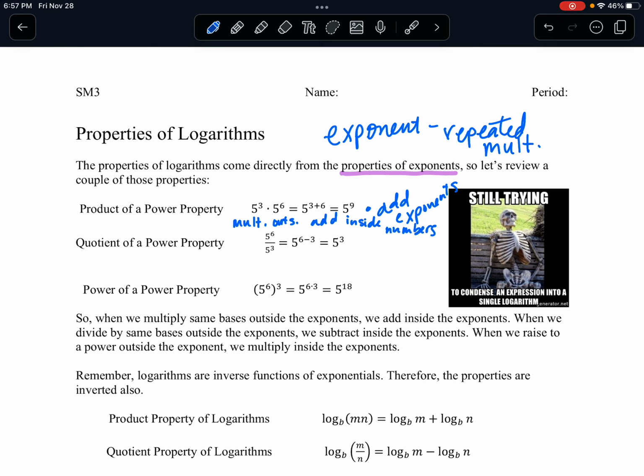Then the quotient power. Well, multiplication means that we're adding, right? And so then dividing means we're subtracting. So I'm trying to think of like 10,000 things at once. Okay, dividing, and then subtract.